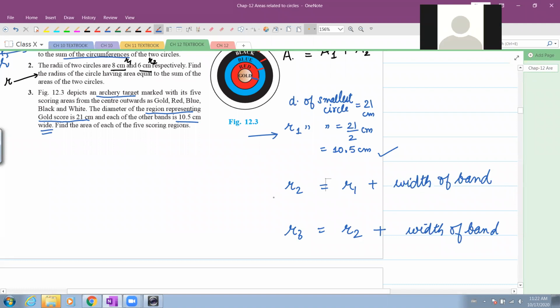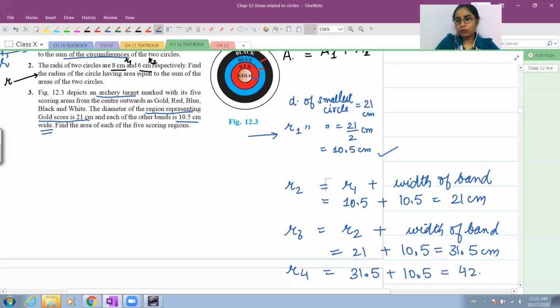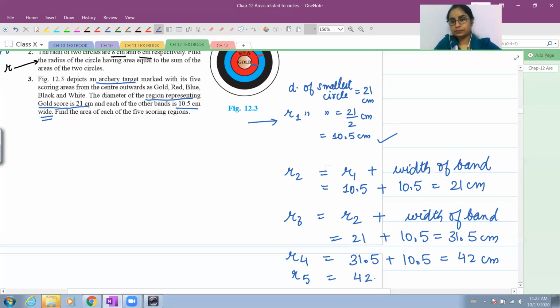Yes, ma'am. So you can find out the radii of all these circles. This will be 10.5 plus 10.5, which is 21 centimeters. Then 21 is also increased by 10.5. This will be 31.5 centimeters. Then R4 will be equal to 31.5 plus 10.5. This will be 42 centimeters. And then R5 will be equal to 42 plus 10.5. This will be 52.5.